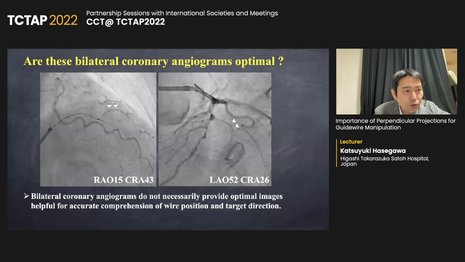This slide shows CTO wiring. As you can see, the target region is a diagonal branch and the guide wire is not inside the target lumen. In order to confirm the wire position and the target direction, the operator uses these bilateral coronary angiograms. One is RAO15 cranial 43 and the other LAO52 cranial 26. The operator believes these angiograms provide perpendicular images. However, this is not the case.